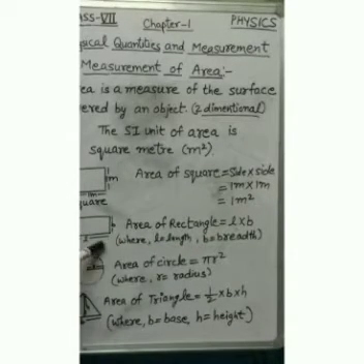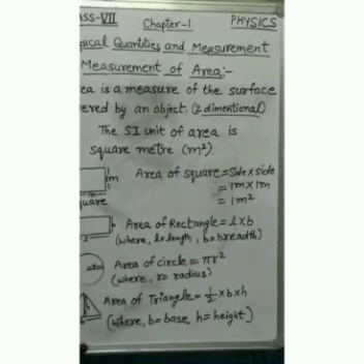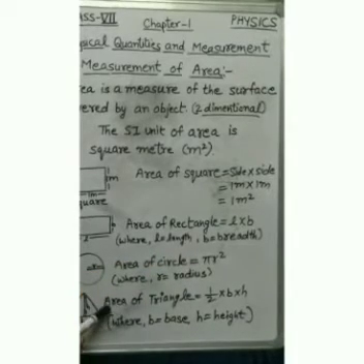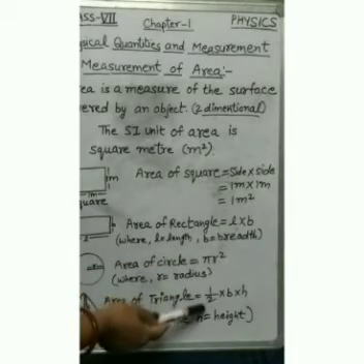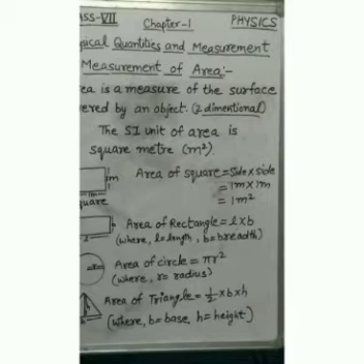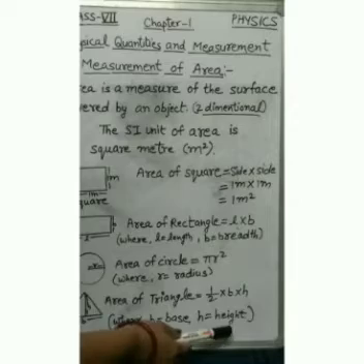Area of rectangle is equal to L into B, where L is equal to length and B is equal to breadth. Like this, area of circle is equal to pi r square, where pi, which I have told you earlier, is approximately 3.14. And r represents the radius of the circle. So area of circle is equal to pi r square. Now area of triangle is equal to 1 by 2 into b into h, where b represents the base of triangle and h represents the height of the triangle.